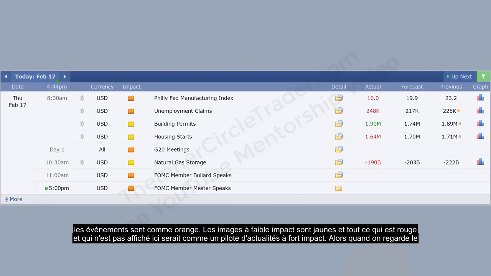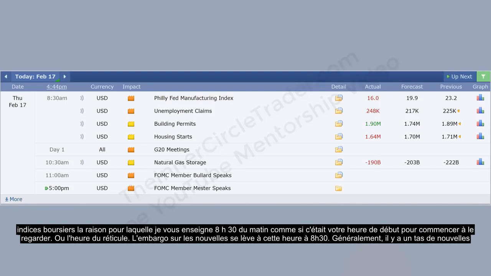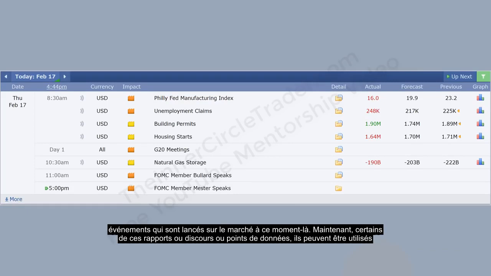news driver. So when we look at these stock indices, the reason why I teach you 8:30 in the morning, like that's your beginning time to start looking at it, or crosshairs time. The news embargo lifts at this time at 8:30. Typically, there's a bunch of news events that are being ushered into the marketplace at that time.